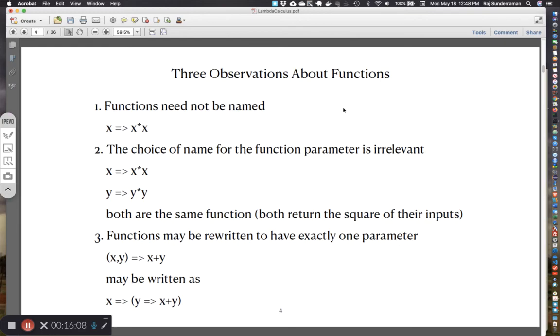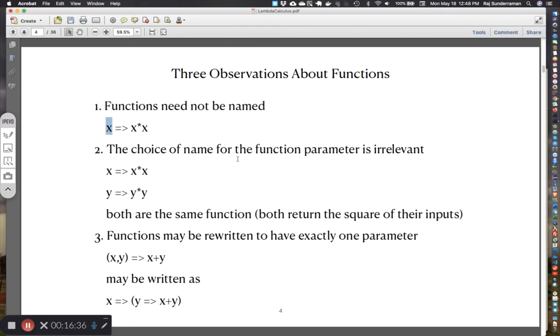Okay, without a name. So that's the first observation. The second observation is that the choice of the name of the parameter is irrelevant. That is, we call the parameter x here, correct? That's just an arbitrary name for the parameter, and you are also familiar with this when you write Python functions or Java methods and so on. You choose the name of your parameter, right?